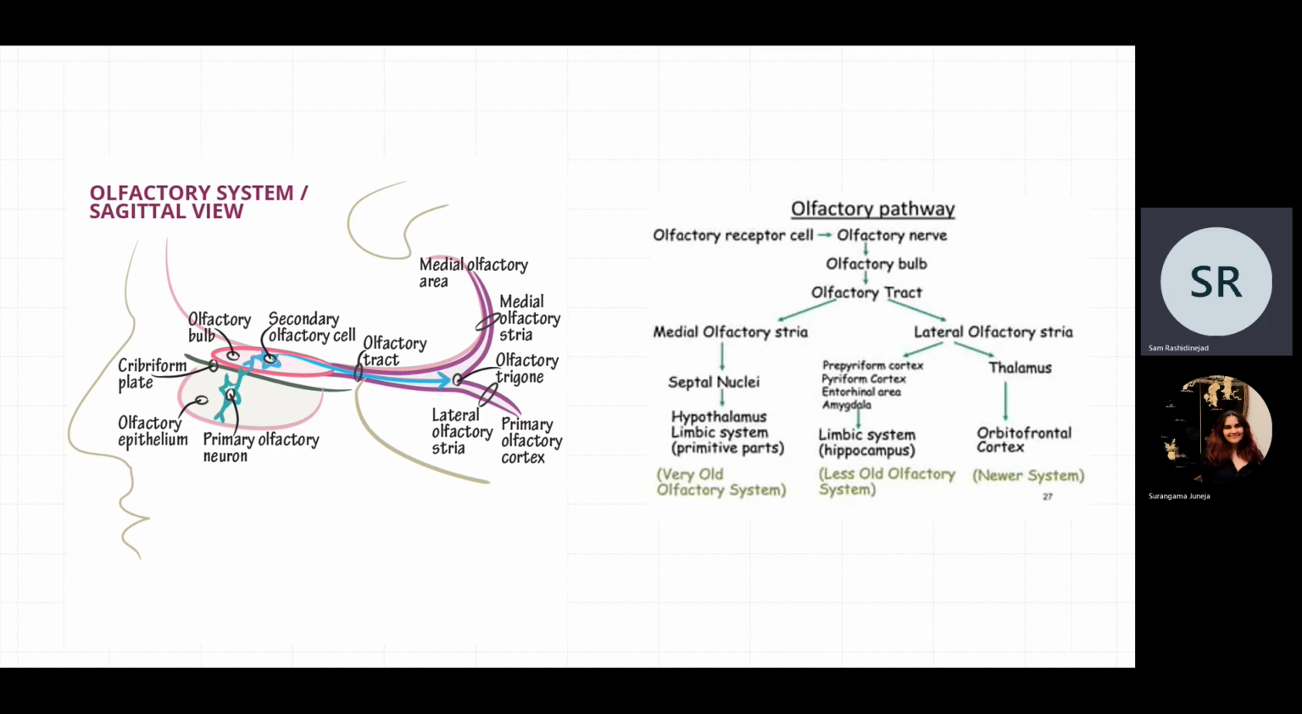granular cell. From there, the axons of the mitral cells move posteriorly and form something called the olfactory tract. They move posteriorly until they reach a place called the olfactory trigone, which is very close to the optic chiasm. From there, it is divided into the lateral stria and medial stria.